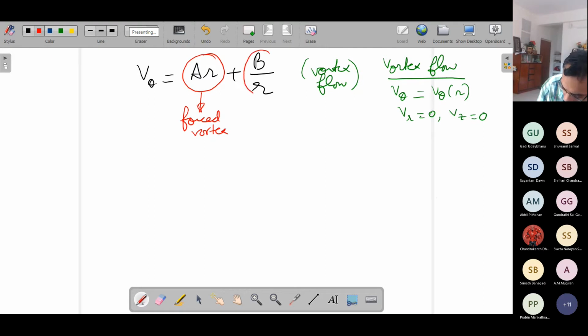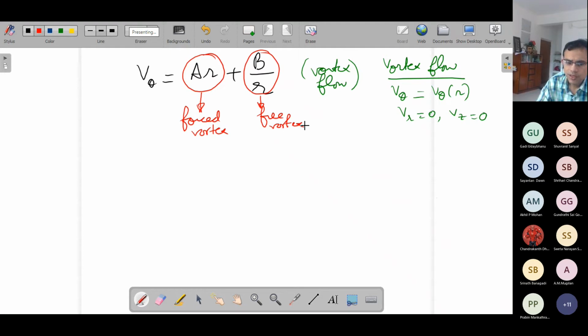And v theta is inversely proportional to r. This is called a free vortex. This we all discussed. So these vortex flows we discussed without bringing into the picture whether it is viscous flow or not. It didn't have anything to do with viscosity. It was just a simple kinematic definition.